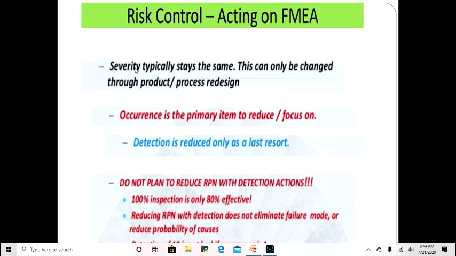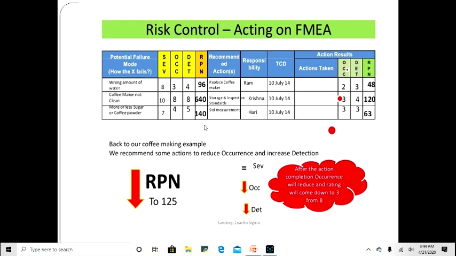Now severity typically stays the same. This can only be changed through product or process redesign. Occurrence is the primary item to reduce. Detection is reduced only as a last resort. So you have to now plan and then reduce the severity, occurrence, and detection.